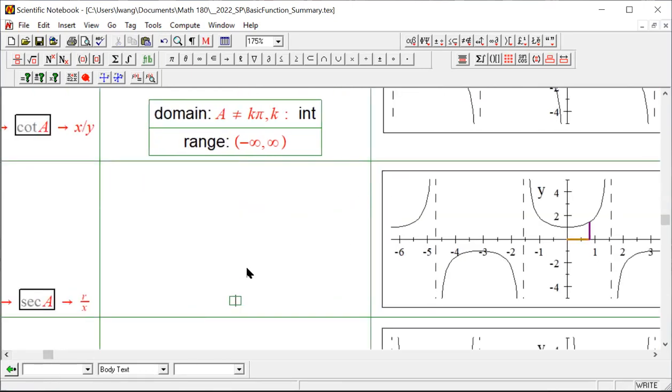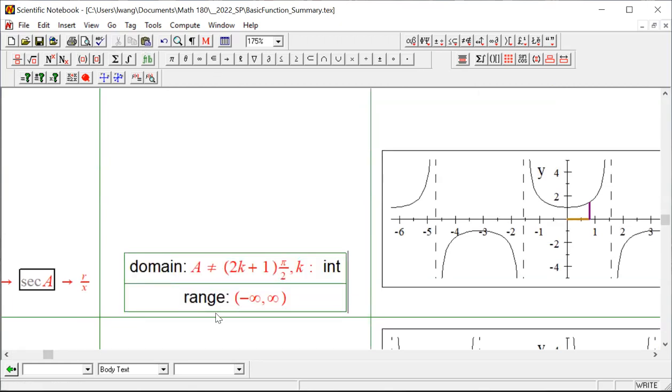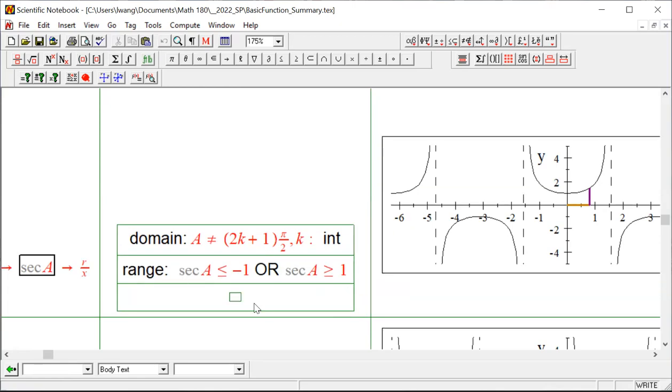And now comes the secant. Secant has the same domain as tangent, but secant's range has two different forms. It's either less than or equal to -1 or greater than or equal to +1. Another form would be the absolute value of it is at least 1.